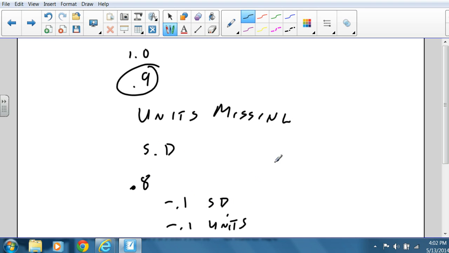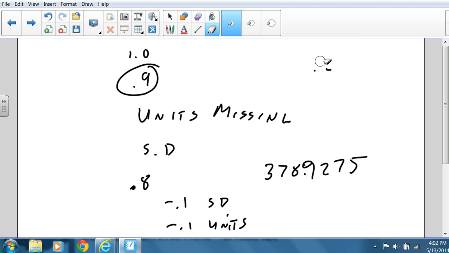So you can't tell me the answer is 378.9275 if you're multiplying 2 times 2. You only have one significant digit. Well, you wouldn't get that 2 times 2 anyway, but anyway, you get the idea. So significant digits will count in your grade as well as units being counted in your grade.